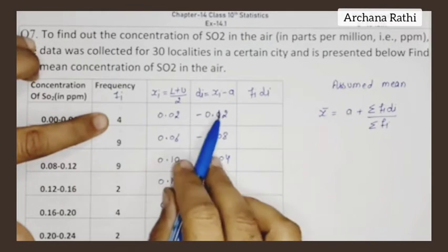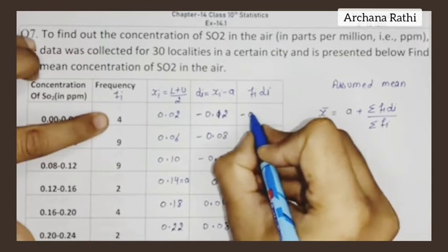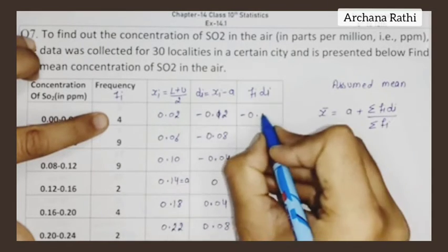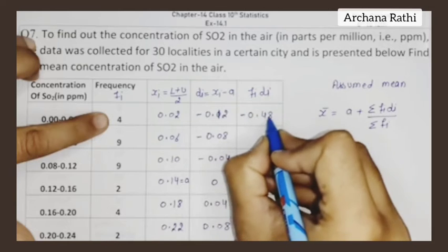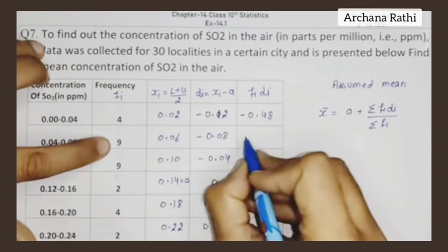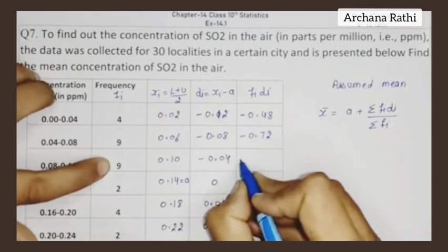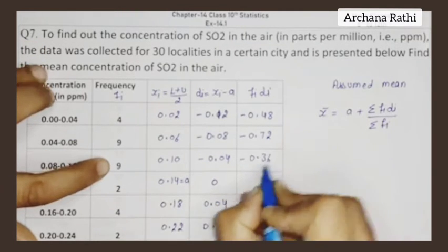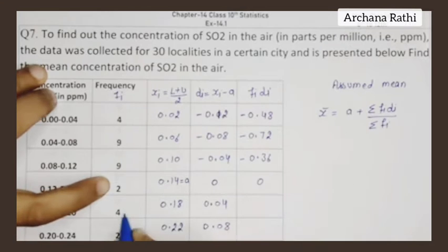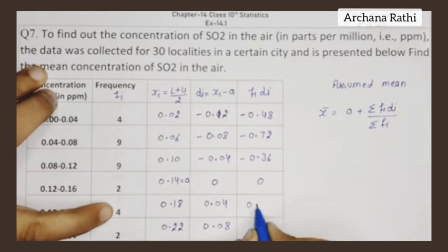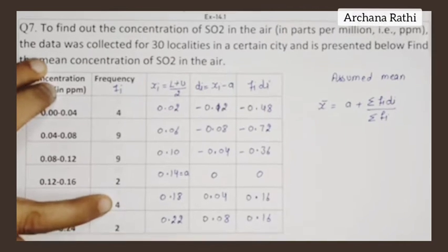So here we want to find the fi into di. So 4 into 0.12 is equal to minus 0.48. By multiplying, do the multiplication for each fi di. It will be 0.36, it will be 0, it is plus 0.16, it is again 0.16.